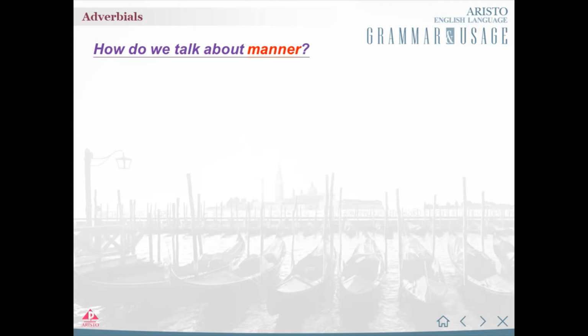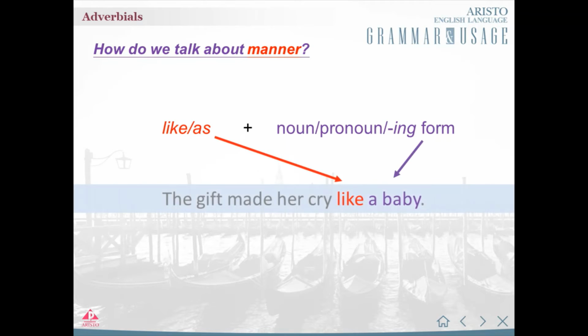Another way we can talk about manner is by using like or as, followed by a noun, pronoun, or the ing form of a verb. The example on the screen now uses like and the noun a baby. When we say something is like something else, we are describing how someone or something seems.